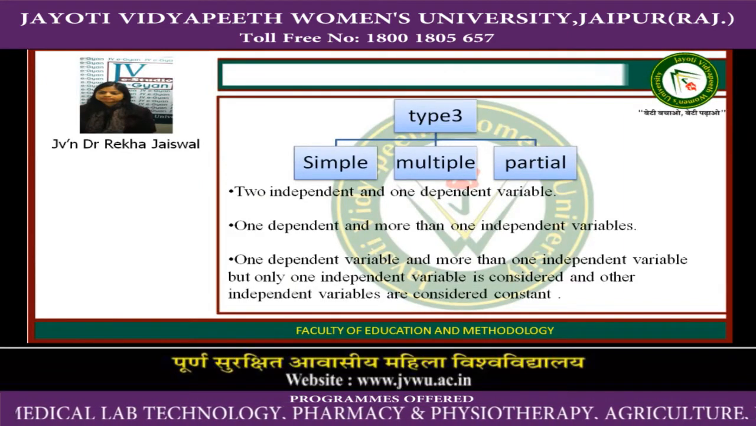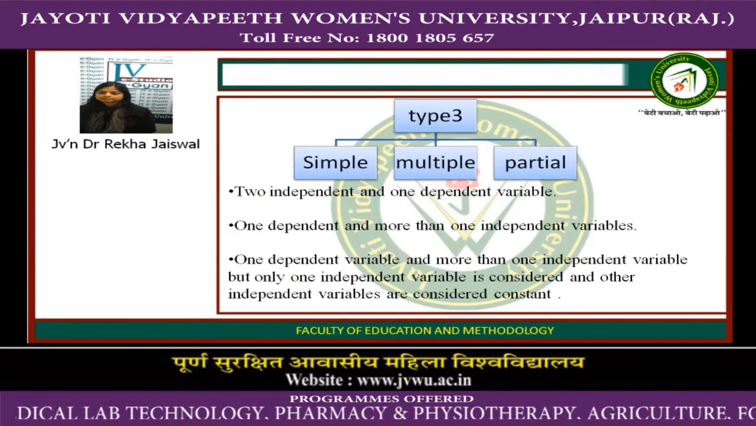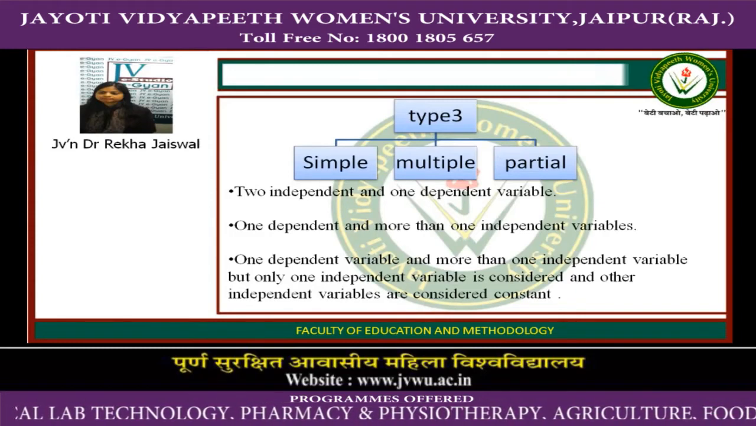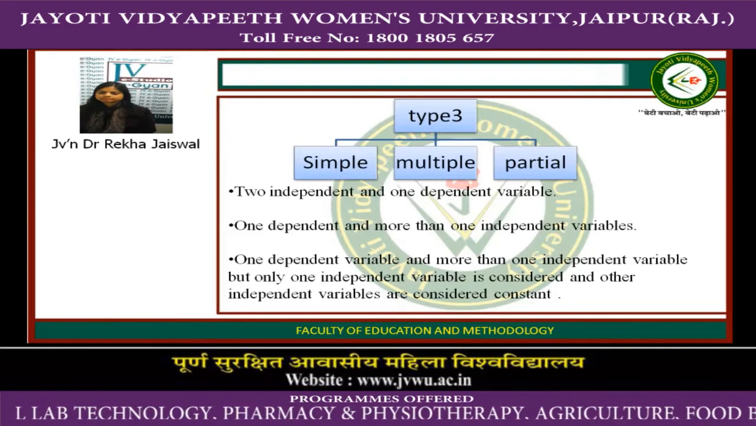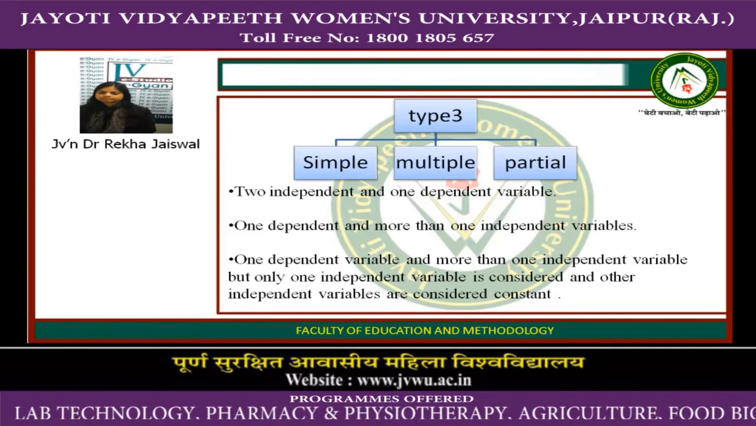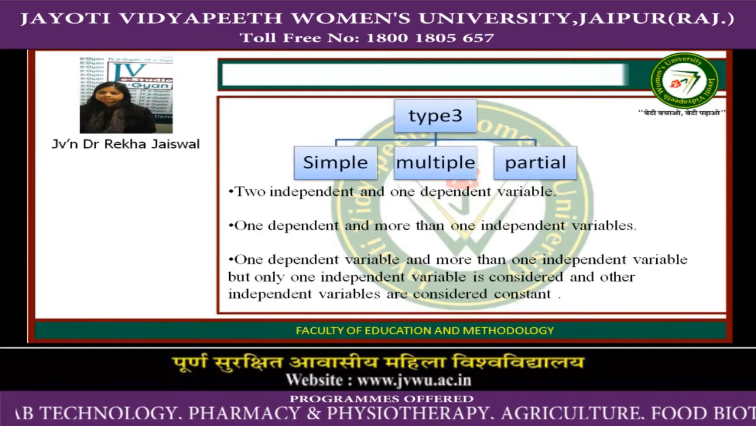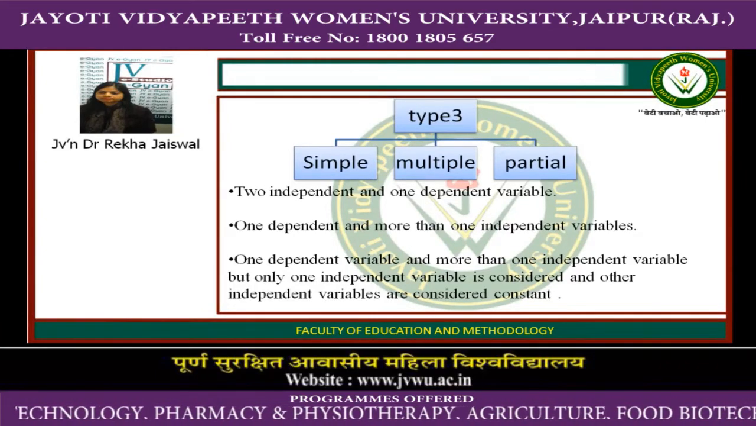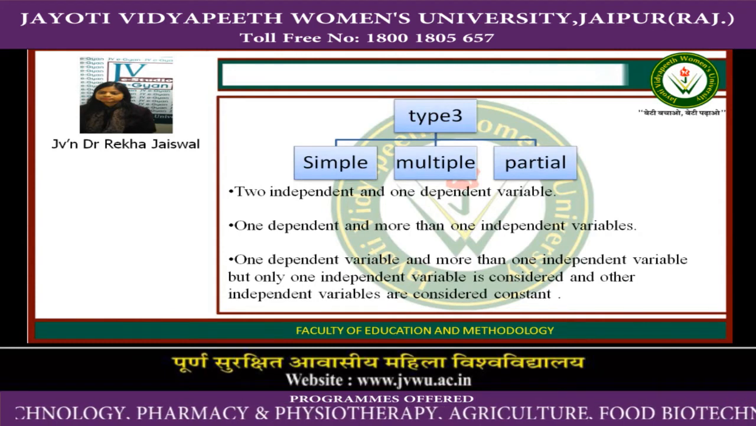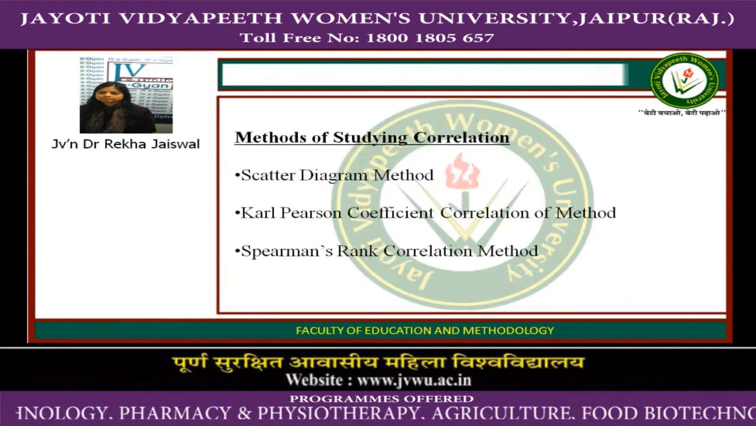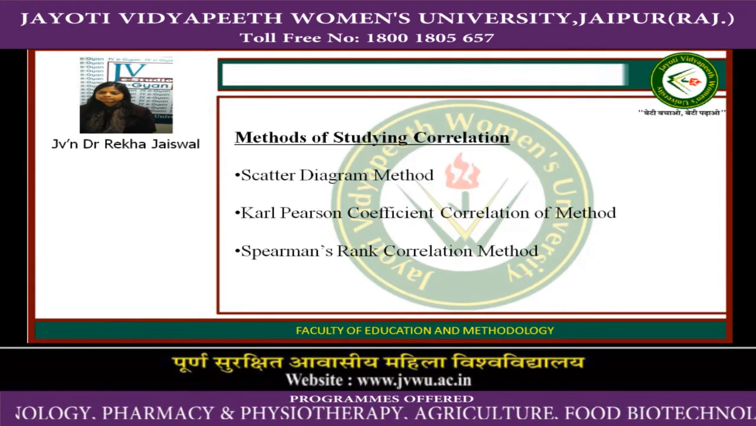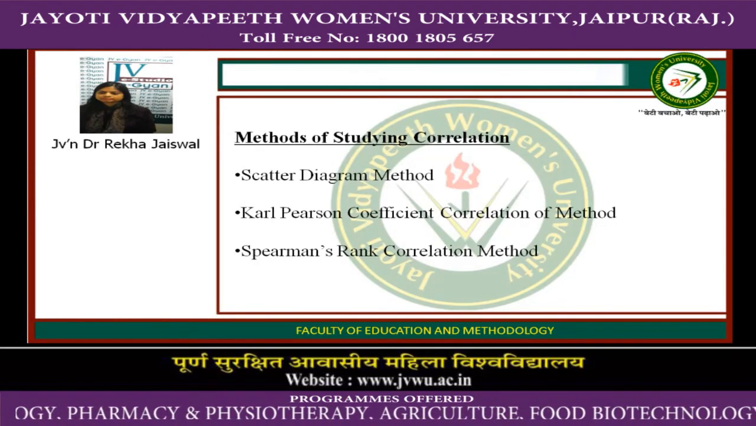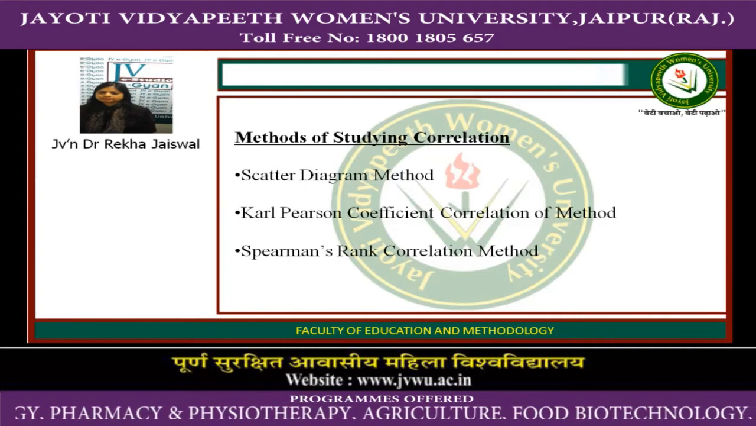Type 3: simple, multiple, and partial. Simple correlation has one independent and one dependent variable. Multiple correlation has one dependent variable and more than one independent variable. Partial correlation has one dependent variable and more than one independent variable, but only one independent variable is considered and the other independent variables are considered constant. Methods of studying correlation: scatter diagram method, Karl Pearson coefficient of correlation method, Spearman's rank correlation method.